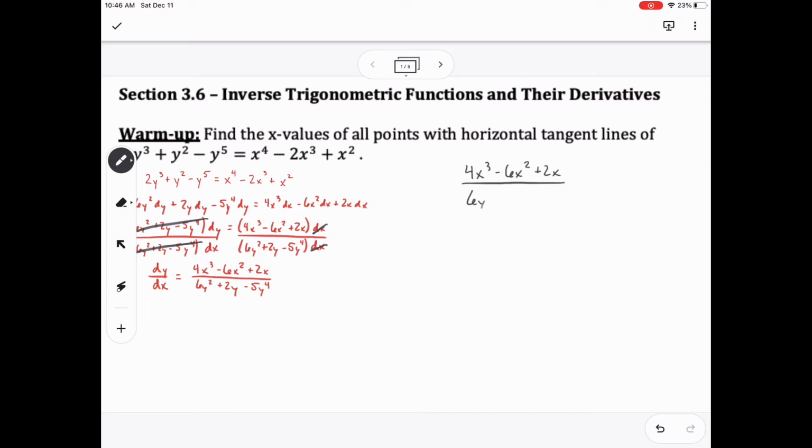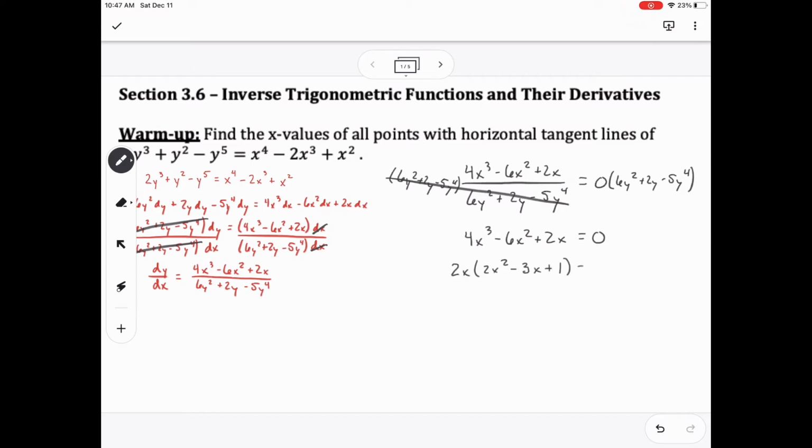Since I'm looking for horizontal tangent lines of this function, where all the x values are, that means I'm looking for slopes that are equal to 0. So I'm going to set this derivative equal to 0 and then solve. I multiply by the denominator, which lets me cancel out all the y values, so it's really just the numerator equal to 0.